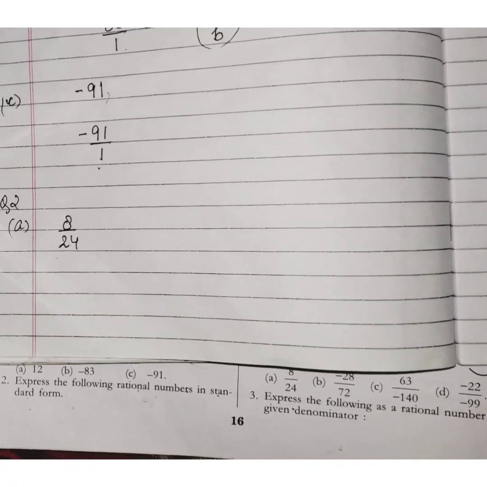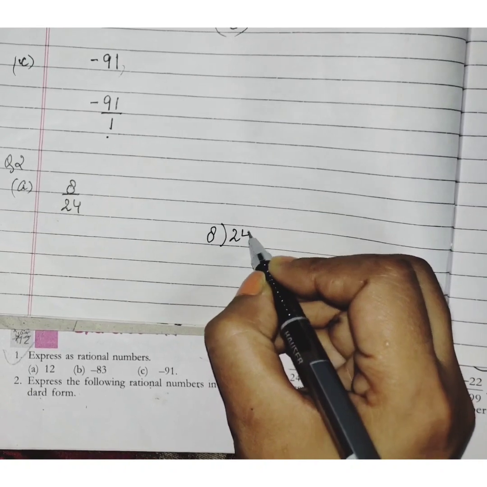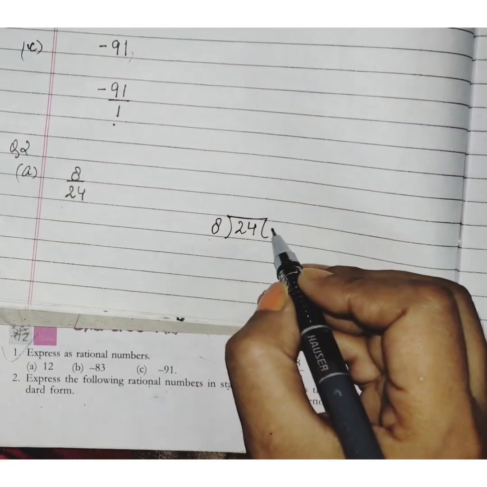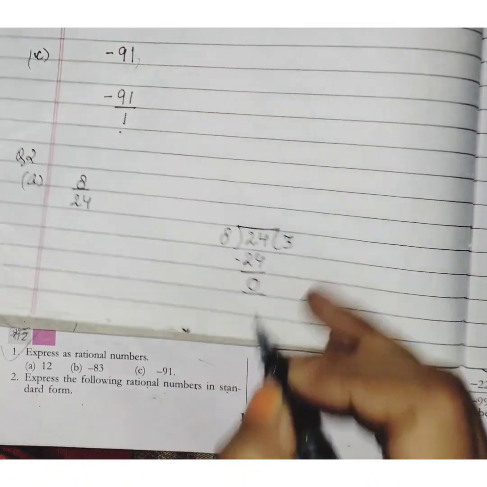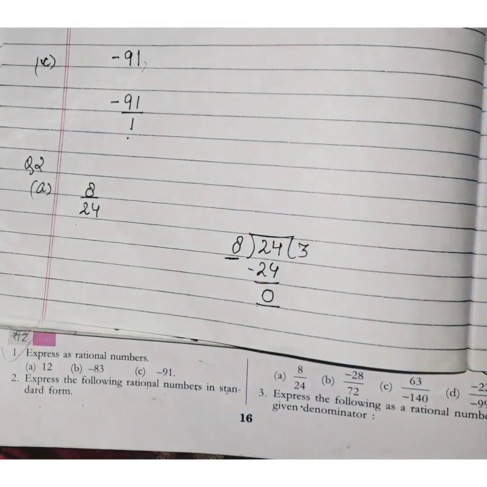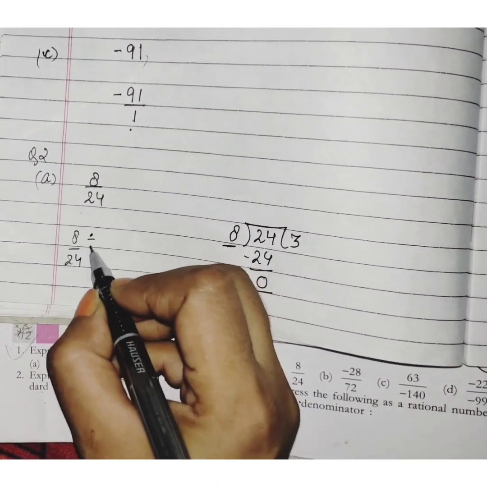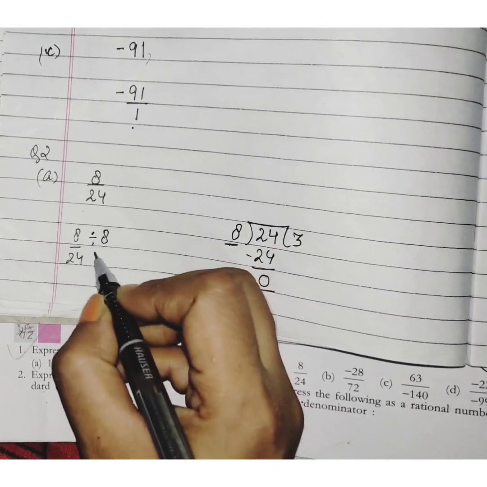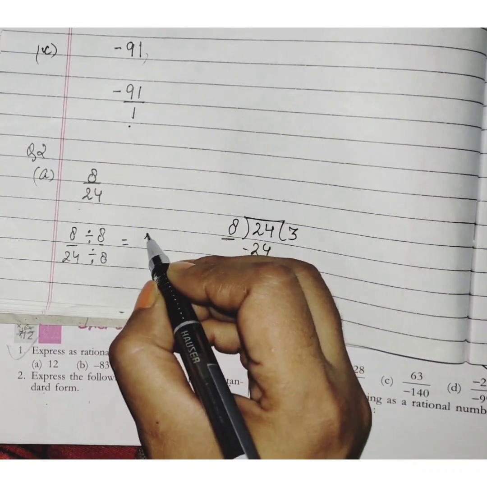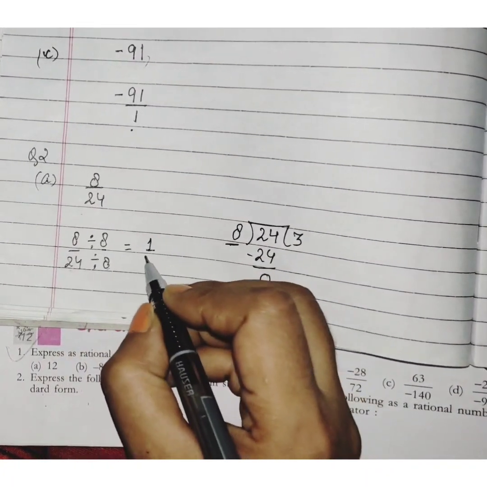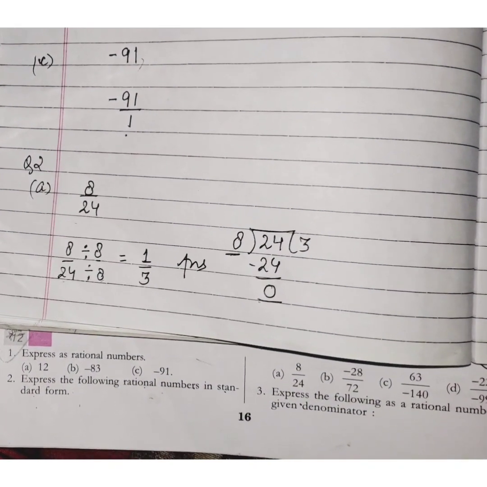So let us find out by using division method. 8 3s are 24. Now we got remainder 0. It means HCF is 8. Clear? So we are going to divide this number by their HCF and their HCF is 8. So here I will get 8 1s are 8 and here 8 3s are 24. So 1 by 3 is your standard form.